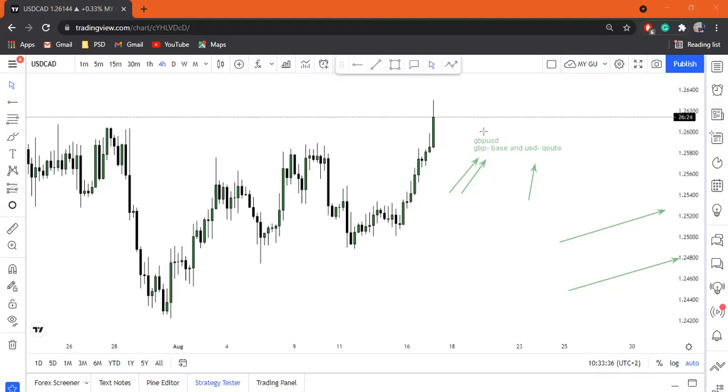So if I'm buying pound USD, I'm buying pound, which means I'm paying the 1.26 to receive that one. If I'm selling the pair, that means I'm selling pound, so I'm selling the one to receive the 1.26. That's just the basics of it. This is not something that you need to know, but it's something that if someone was to ask you about it, you know.